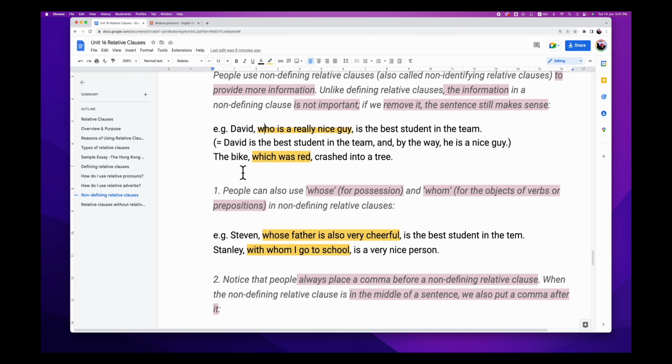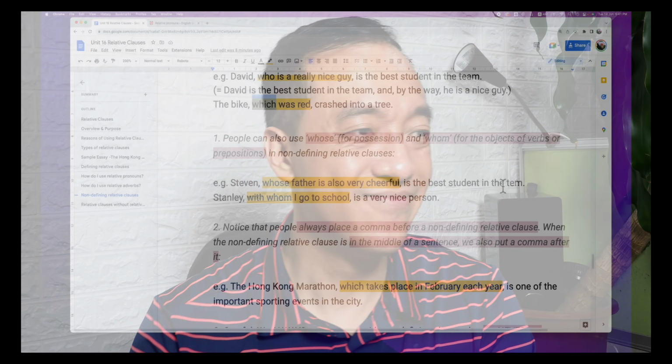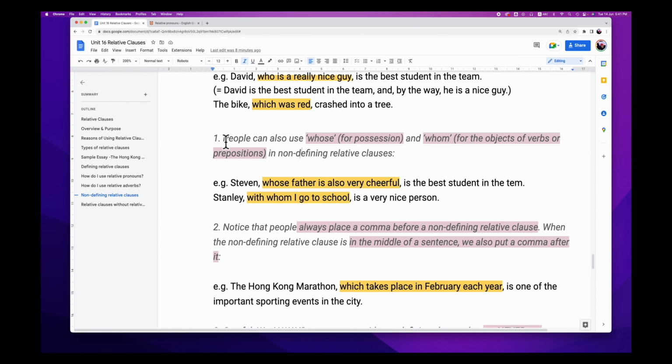Another example, the bike, which was red, crashed into a tree. Now, you can see, for people, we use who. For things or animals, we use which. Then, how about for possessions and for objects? Let's take a look. For people, we use whose for possessions. And for objects of verbs or prepositions, we use whom in non-defining relative clauses.